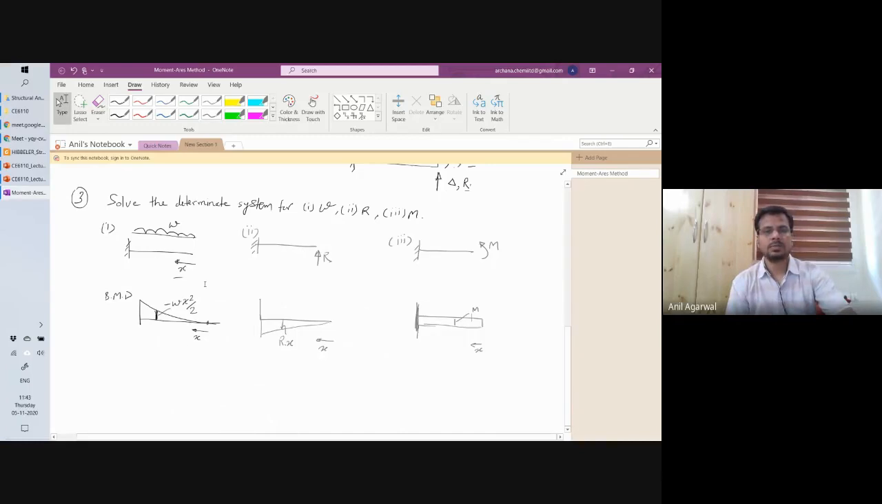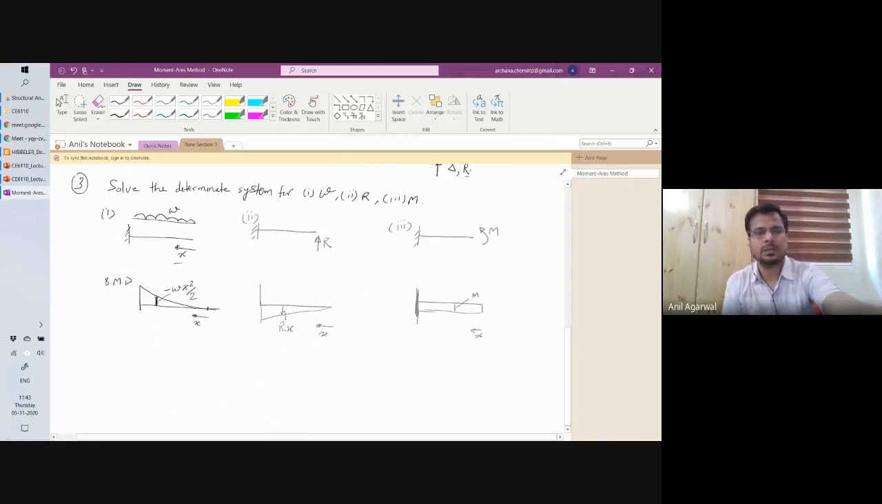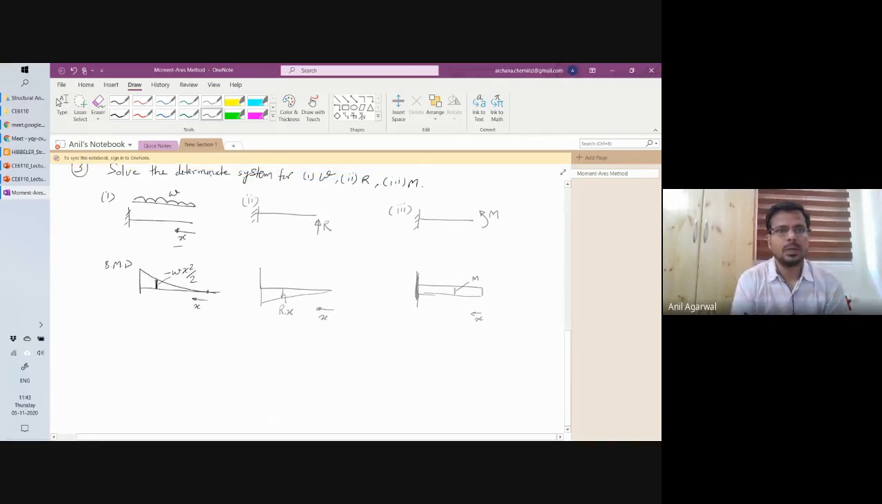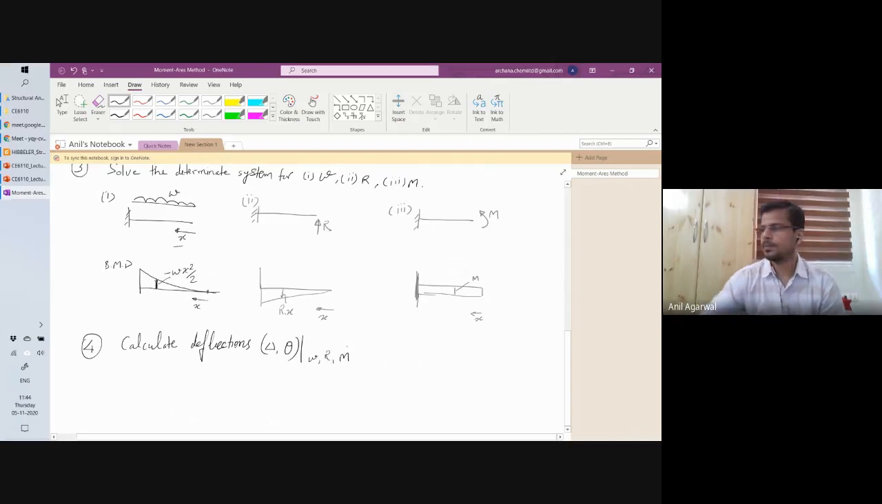Fine. Now the next part is to calculate the deflections. Okay, and when I say deflection, I also mean rotations. Calculate deflections, delta and theta, due to the three things. Which three things? W, R, and M.